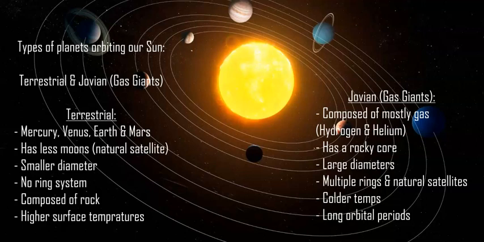They are lighter, and they are huge planets compared to the terrestrial planets. They have way more natural satellites, and they're colder, and they have longer orbital periods around the Sun. So there are distinct differences between these two types of planets, but each planet has its own characteristics.